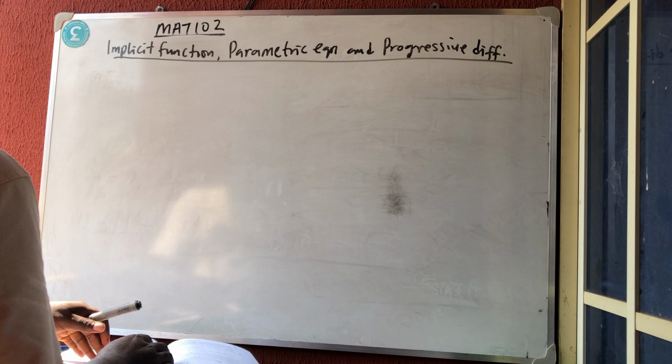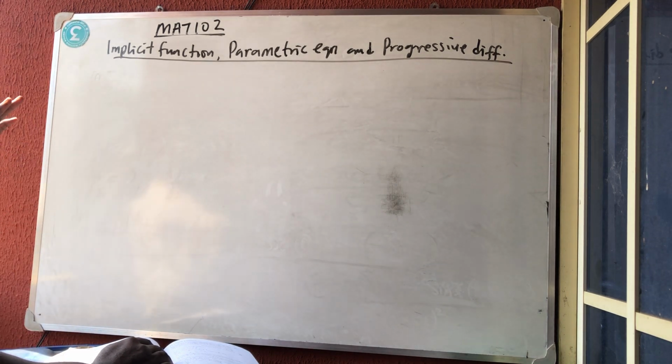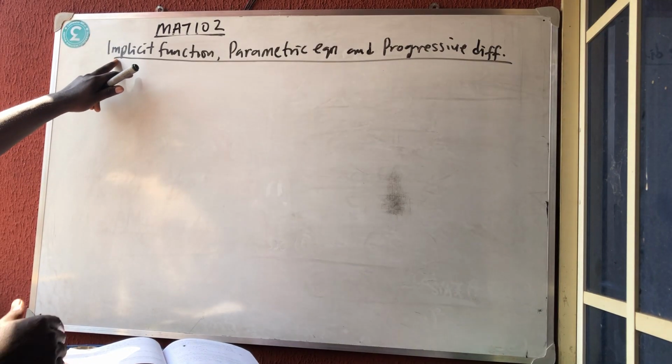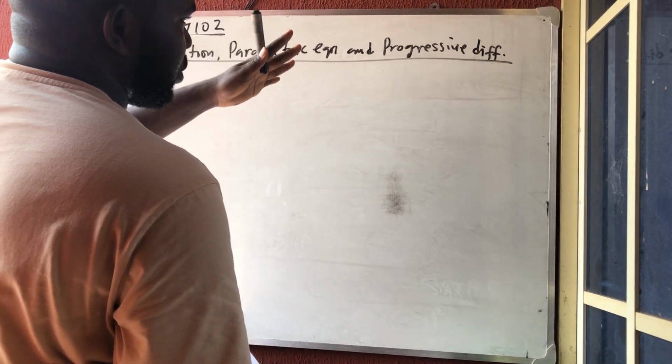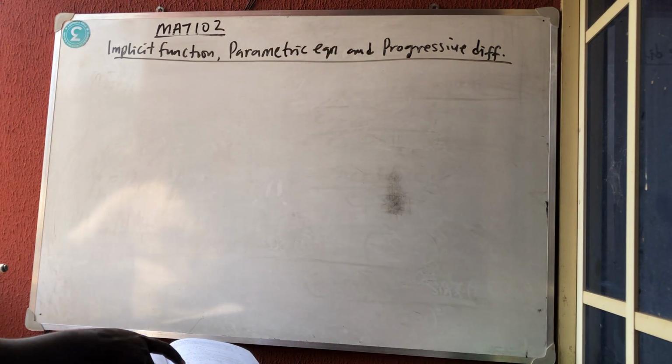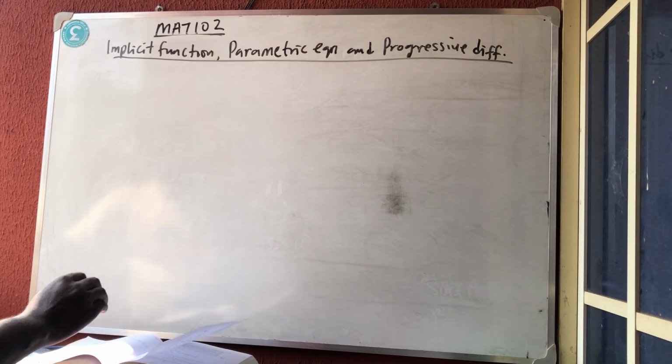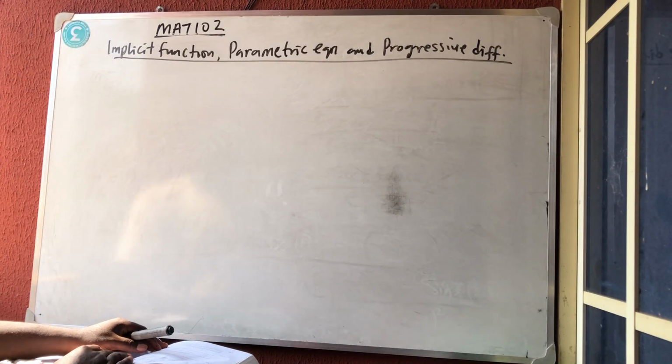We are still on differentiation, and in this video we'll be talking about three things. Implicit differentiation, or we call it implicit function. The next one is parametric equation, and then progressive differentiation. So the first one we're going to look at is implicit differentiation.